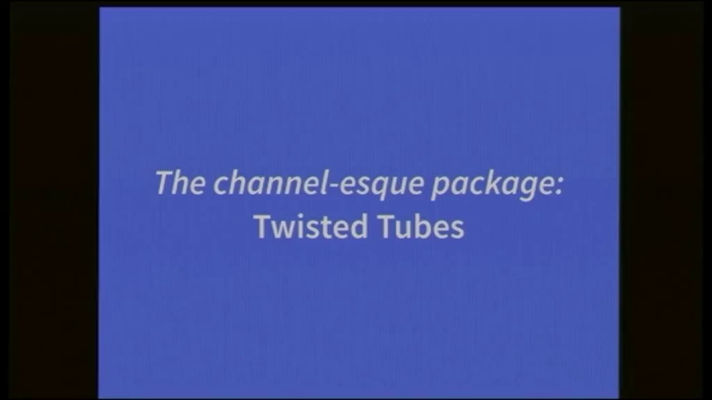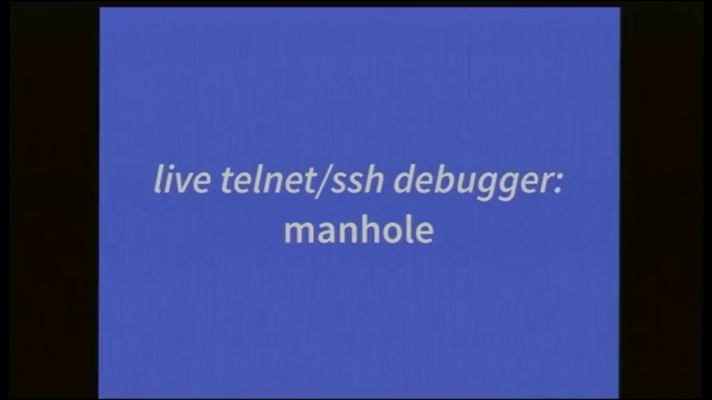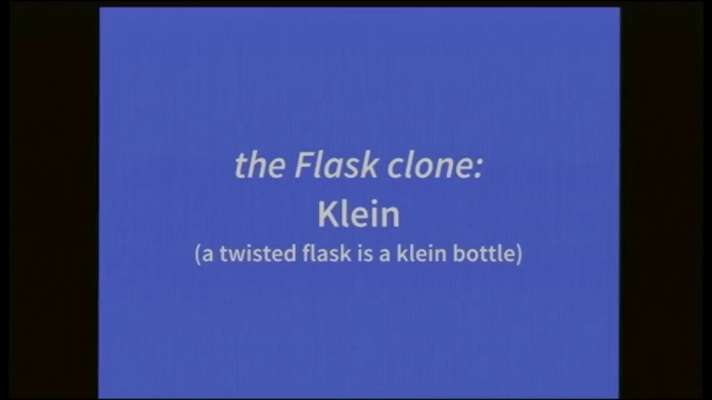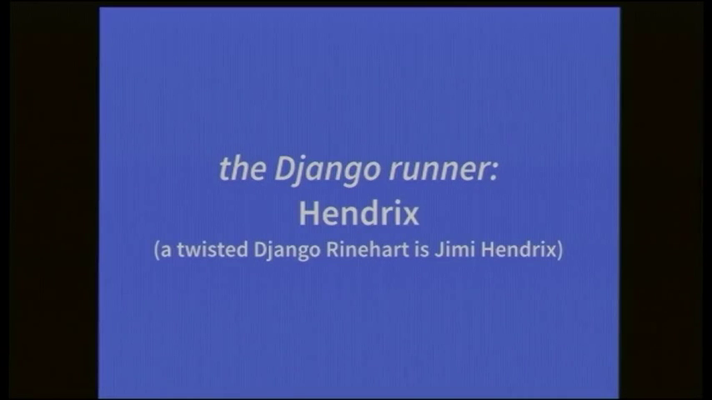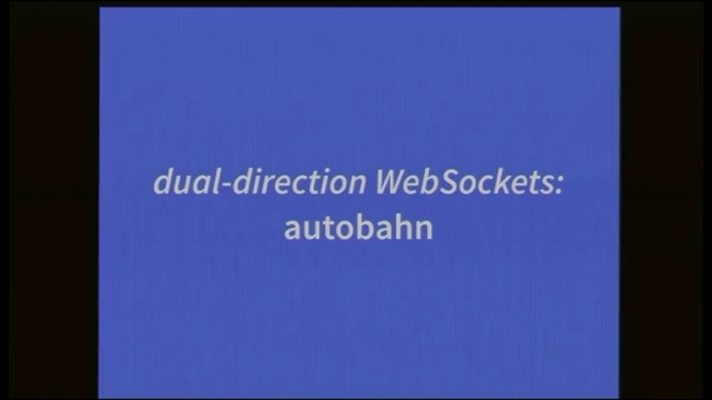It's pretty cool. The live debugger is called Manhole. You just jump inside your application. The Flask clone is called Klein, because a twisted flask is a Klein bottle. The Django runner is called Hendrix, because a twisted Django Reinhardt is Jimi Hendrix. And the dual direction WebSockets is called Autobahn, which is also German.